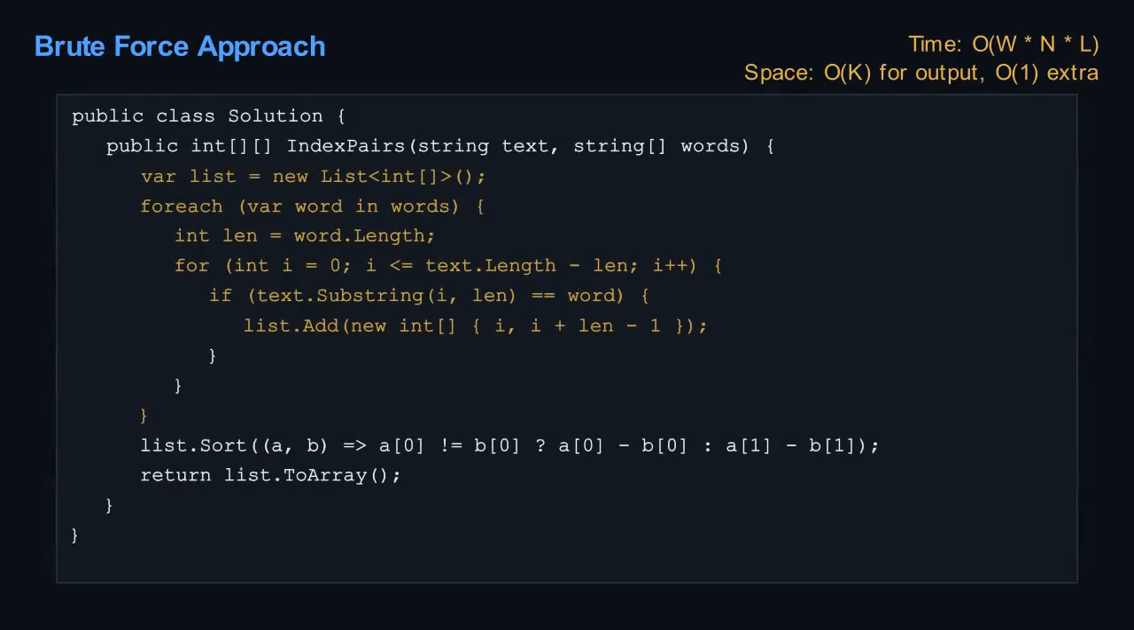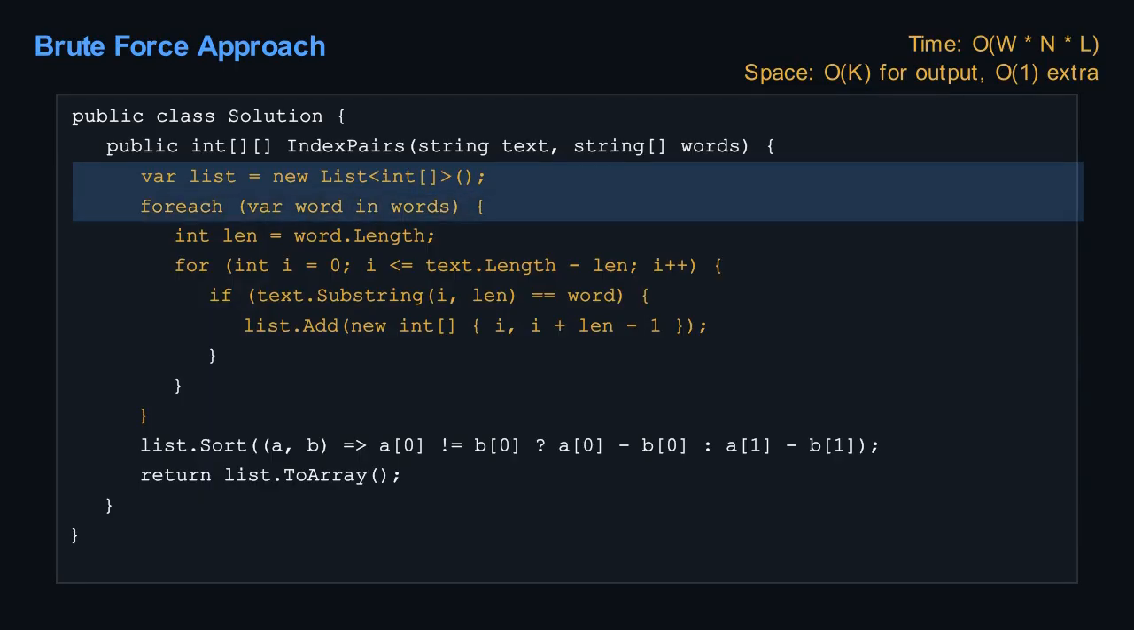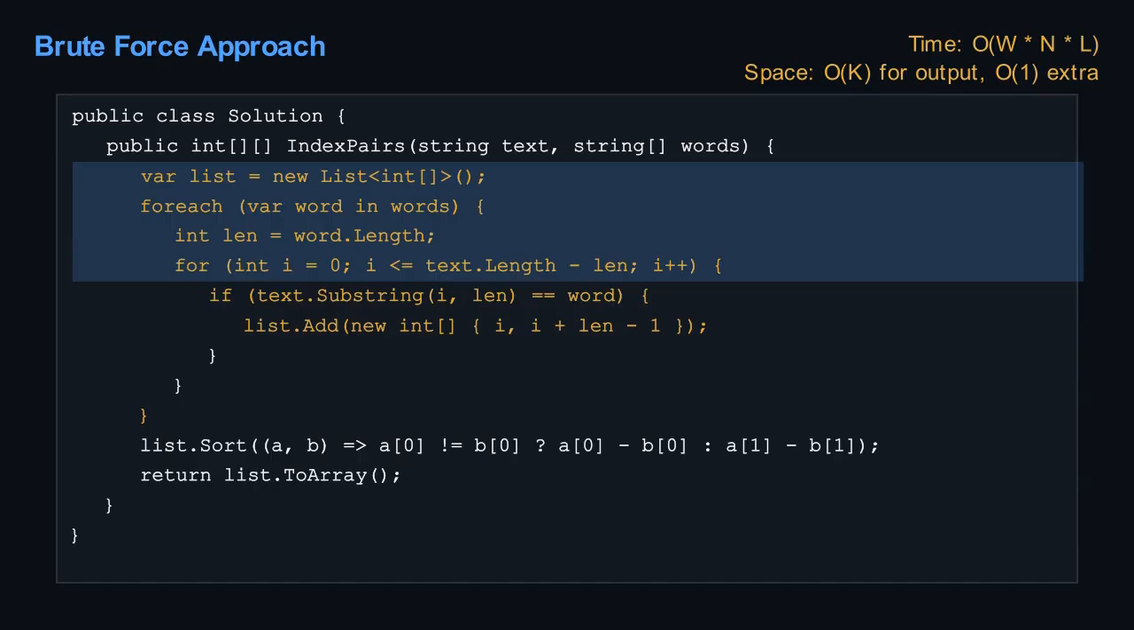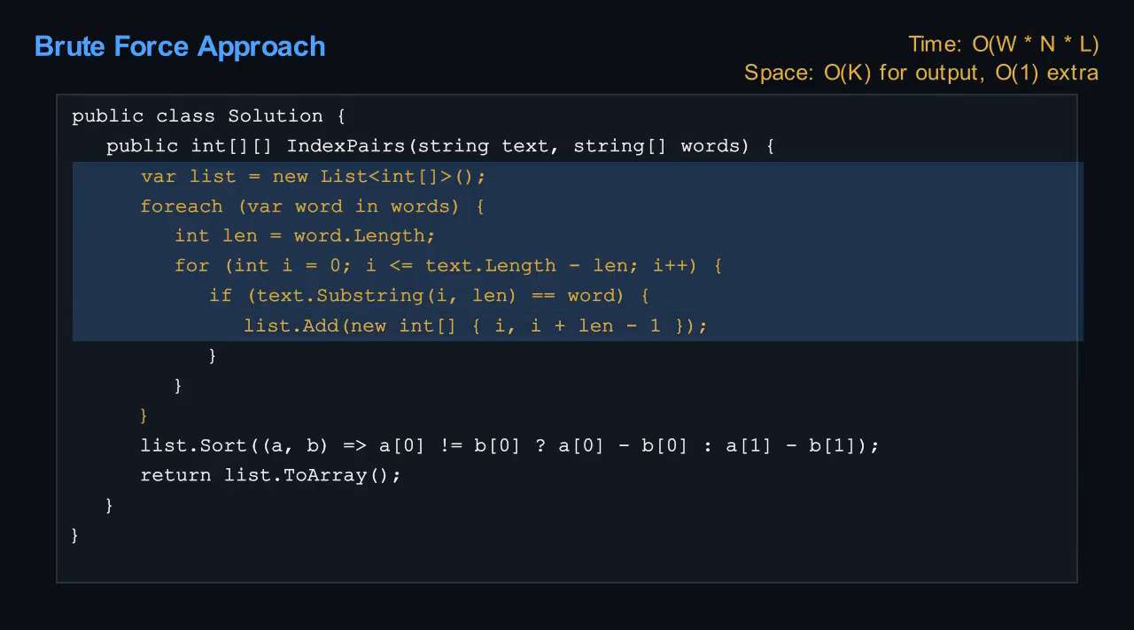A straightforward approach is to iterate through each word in our list. For every word, we then iterate through the entire text, checking if a substring of the current word's length matches. If it does, we record the start and end indices. Finally, we sort the collected pairs. While simple, this is inefficient. For each word, we're potentially scanning the text multiple times, leading to a time complexity of roughly words count times text length times word length, which can be very slow. Space complexity is minimal, just for storing the results.